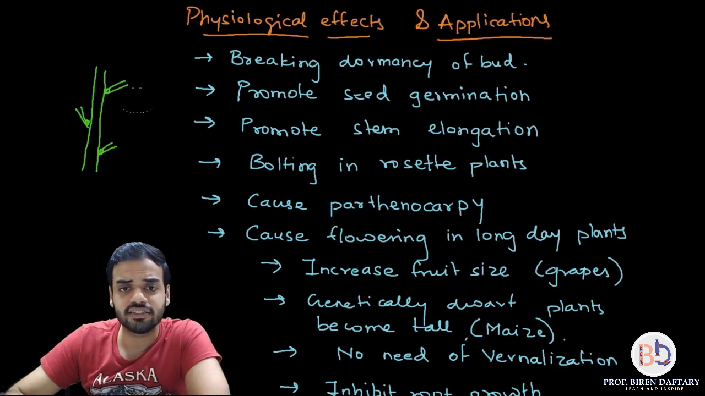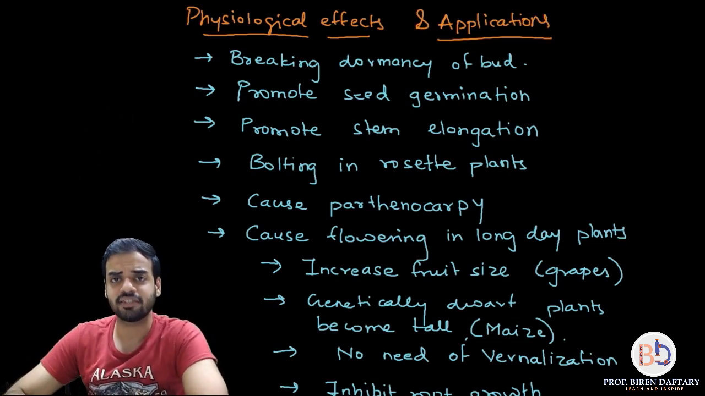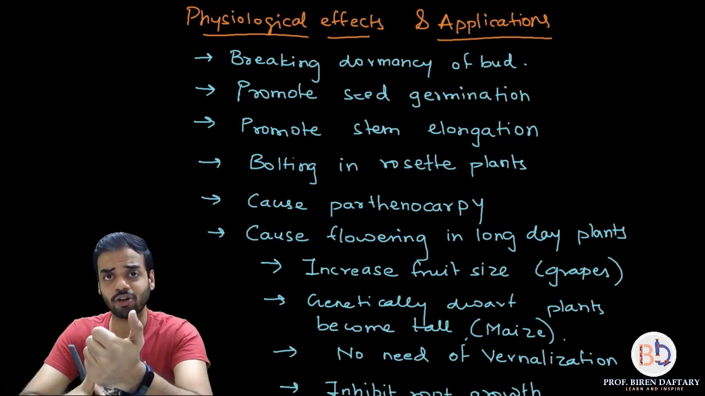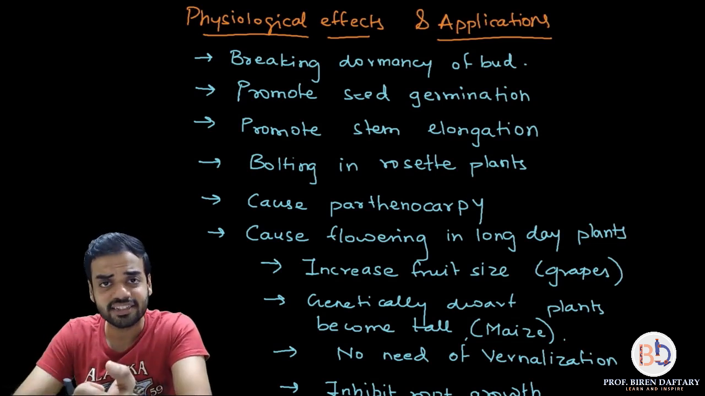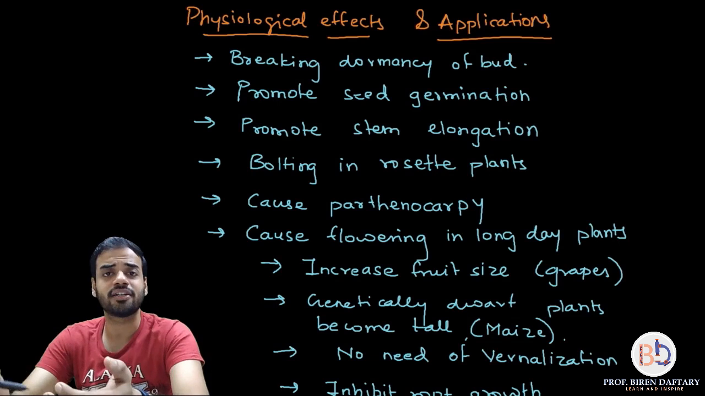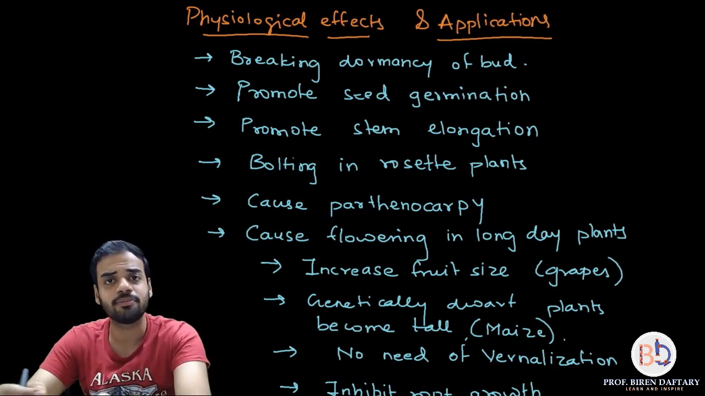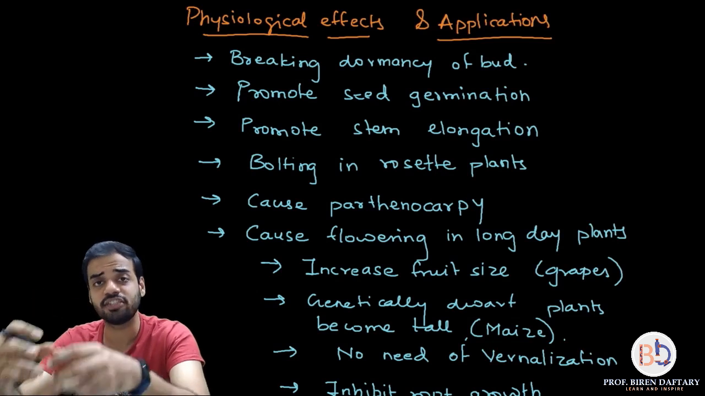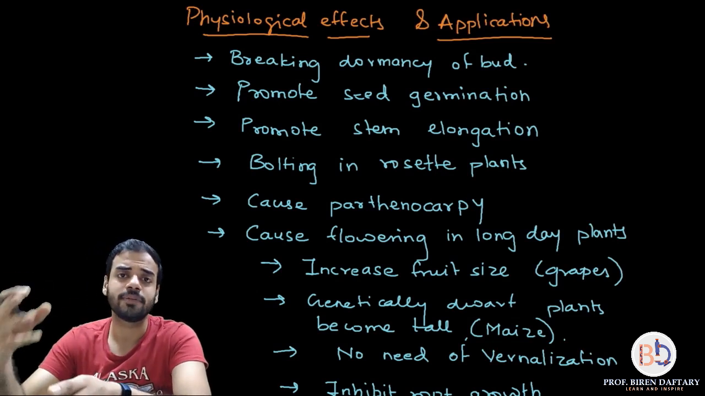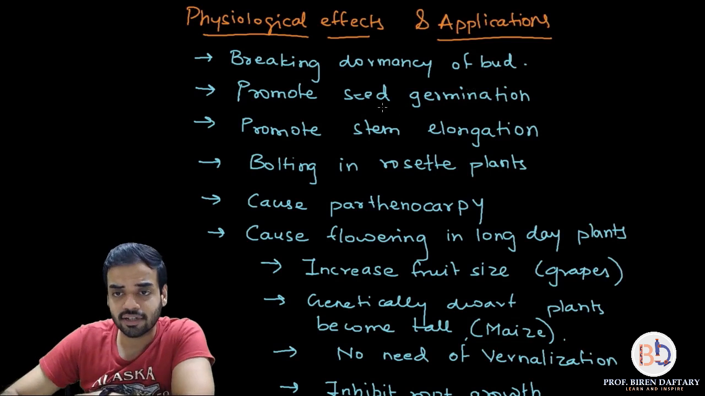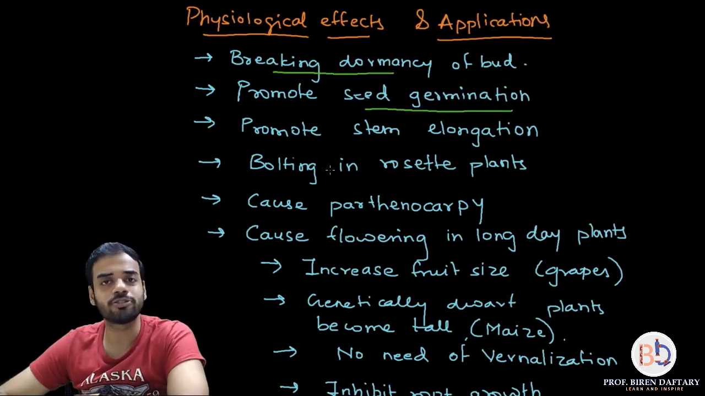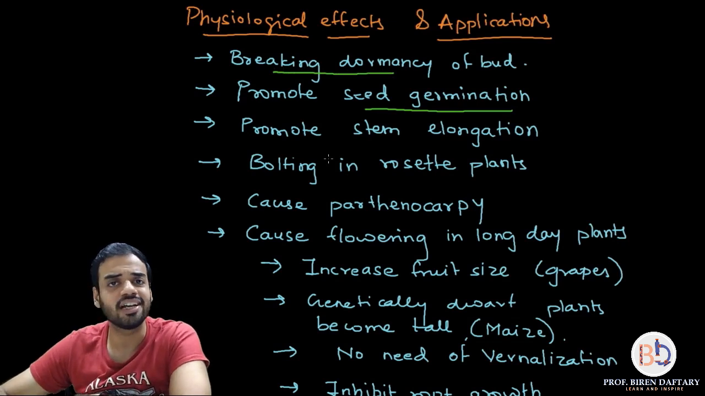Second is promote seed germination. You know what seed germination is. Same thing, just like dormancy of bud, even the seeds can be dormant, and until favorable conditions have reached, the seed will not germinate. However, if you add gibberellins, then these seeds will germinate quickly, so they help in seed germination. So that is another important point. Then third is promote stem elongation. You know this, they basically help in growth of the stem.